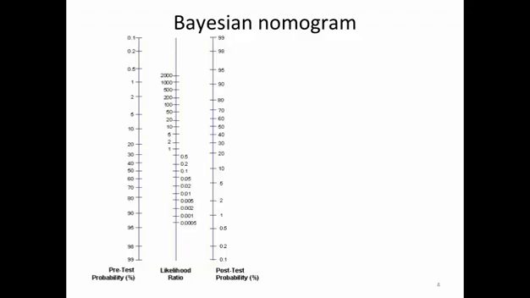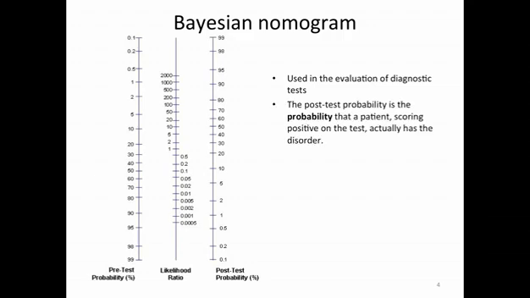Firstly, let's see the Bayesian nomogram in detail. This nomogram is used in the evaluation of diagnostic tests. When you conduct any diagnostic test, the most important question for a patient with a positive result is, what is my chance of having the disease for which I was tested? The post-test probability is the probability that a patient scoring positive on the test actually has the disorder.